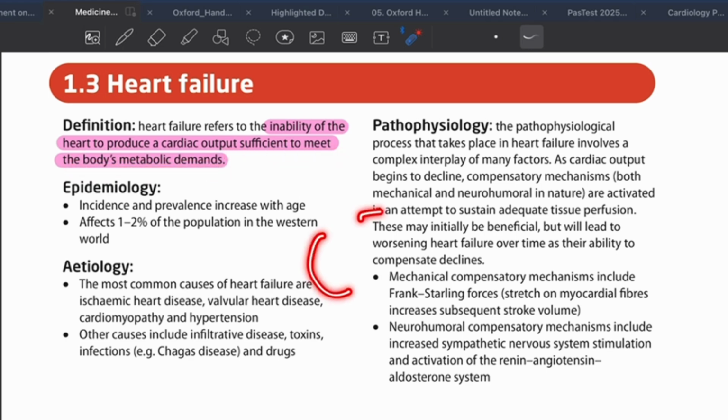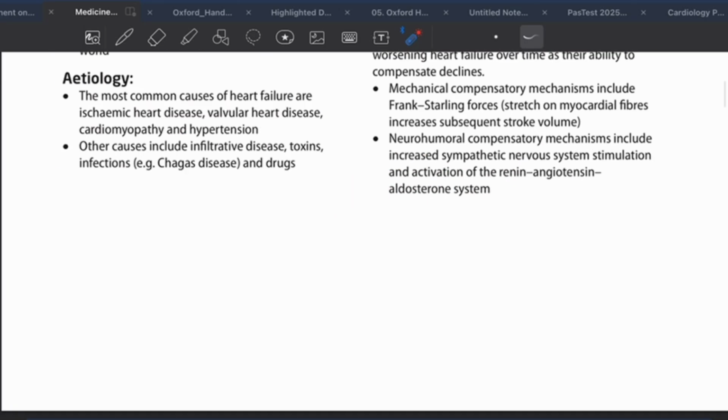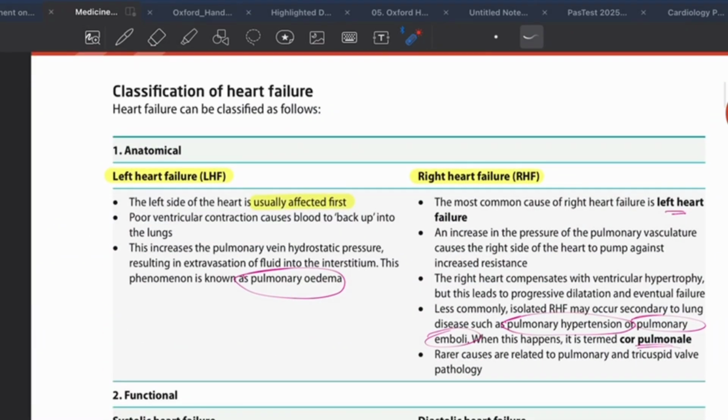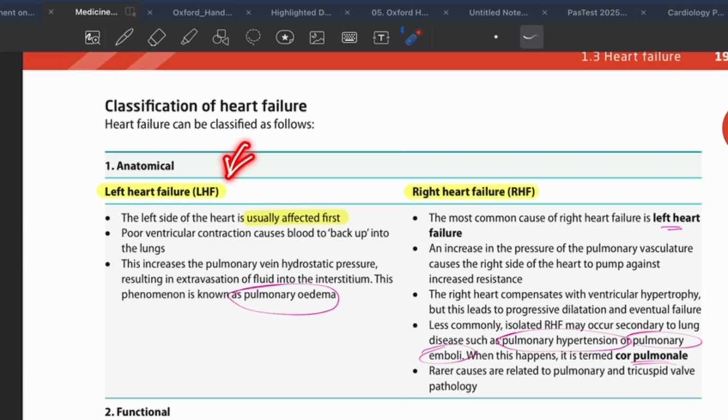That means maybe the heart is pumping, but the systolic pressure is too low to produce an adequate amount of cardiac output. So the body is not getting enough nutrition and the body's metabolic demand is not met. So this condition is called heart failure. Anatomically, heart failure is of two types, that is left heart failure and right heart failure. To understand these two, we need to understand the anatomy of the heart first.